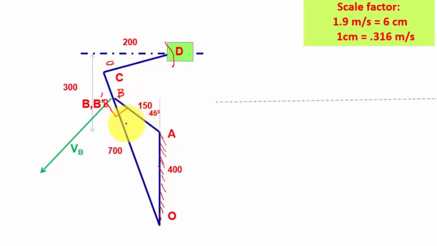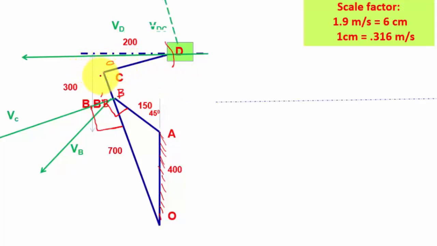Okay, next, OB dash. So this is perpendicular to OC. Then velocity of slider along the line of stroke. Then VCD, which is perpendicular to CD. So totally I have 1, 2, 3, 4 components. So now I am going to move all these components to my velocity diagram.